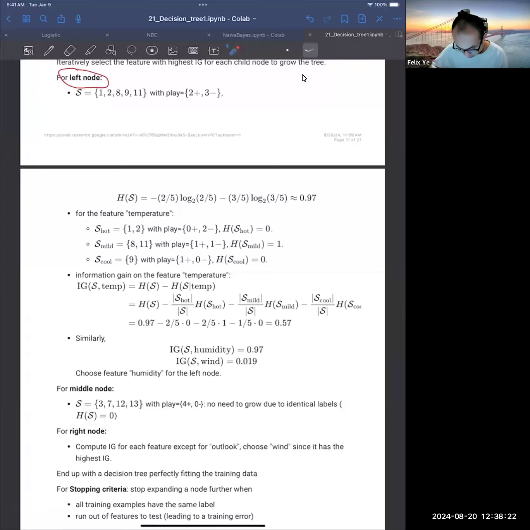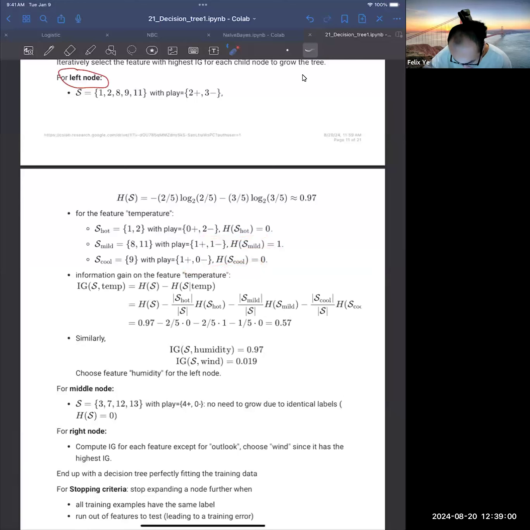Again, for the feature of temperature, we have hot, mild, and cool. This is 1 and 2, this is 8 and 11, this is 9. With that, we have 0 play and 2 no play, 1 play and 1 no play, and 1 play and 0 no play. So for the first one and the third one, they are all deterministic, so the entropy is 0. The second one, for mild, is 1 play and 1 no play, so the entropy is equal to 1.